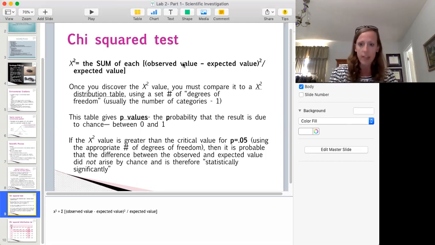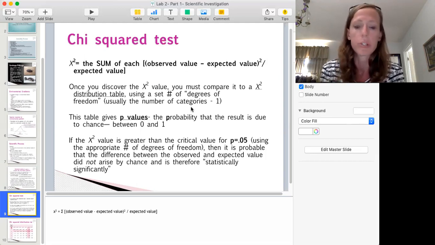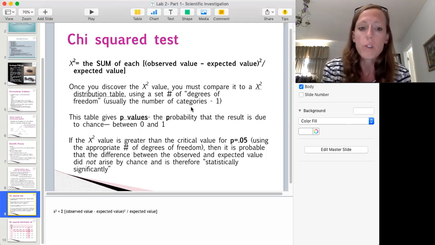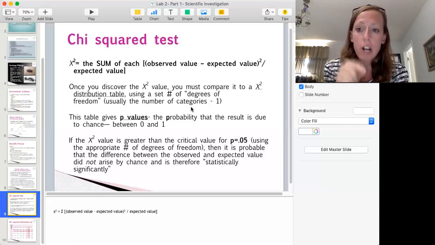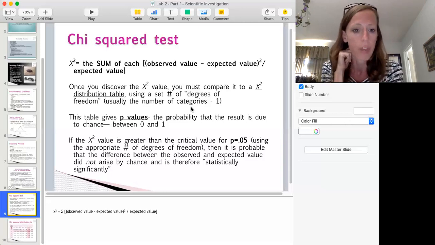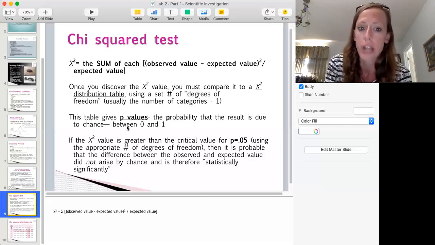And so once you get, at the end of that calculation, your chi-squared value, you have to compare it to a chi-squared distribution table, which is going to be on our next slide, and it's also in your lab manual, and you can find them elsewhere as well. For a chi-squared distribution table, you need your chi-squared value, and you also need a degrees of freedom number, which are the 2 pieces of information you need to look at your chart and determine if you have a statistically significant result. That will give you a p-value, which is the probability that the result is due to chance.